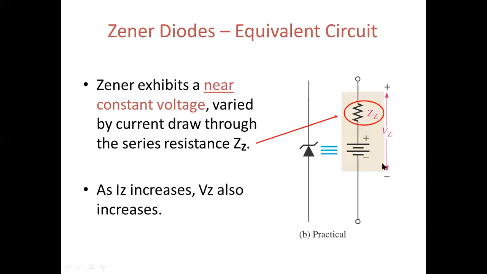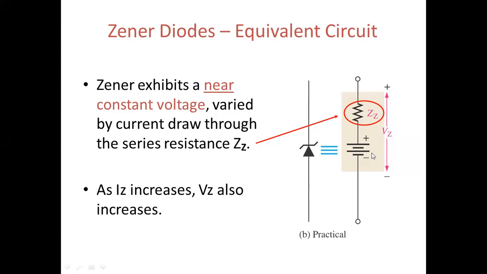For the practical case, it is controlling the impedance of the line; by impedance control it maintains the voltage. So this is the Zener diode. In the practical condition, a voltage source with an impedance, we are going to consider ZZ, the Zener impedance. A Zener exhibits a near constant voltage, varied by current draw through a series resistance. If the resistance is more, then the current will decrease. Based on this current control method, it is maintaining the output voltage here.